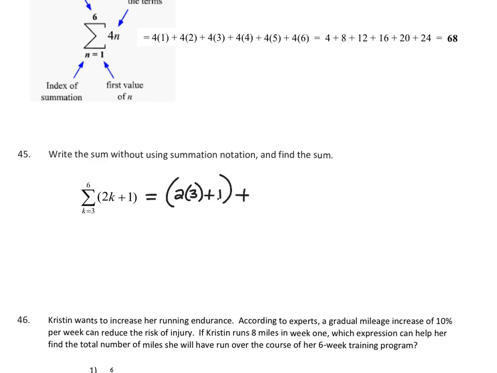Now we want to add to that what we get when we plug in the next consecutive integer after 3, which would be 4. So now we replace that k with a 4. It's going to be 2 times 4 plus 1, in a big parenthesis. Now we want to add to that. The next consecutive integer after 4 would be 5, so we replace k with a 5. So 2 times 5 plus 1.